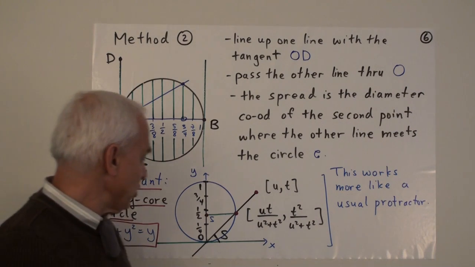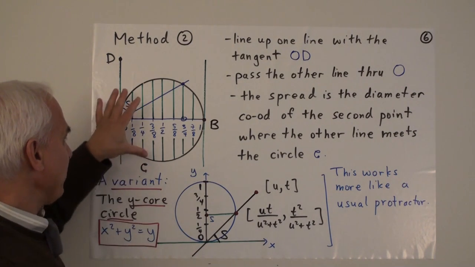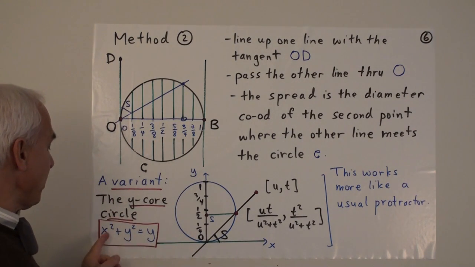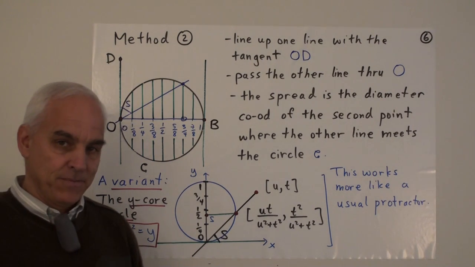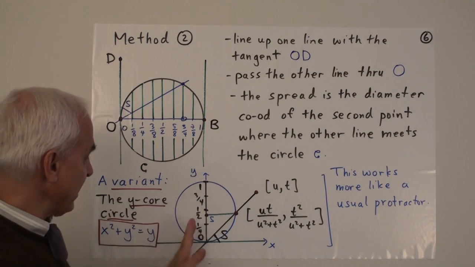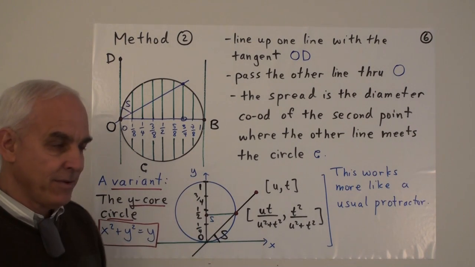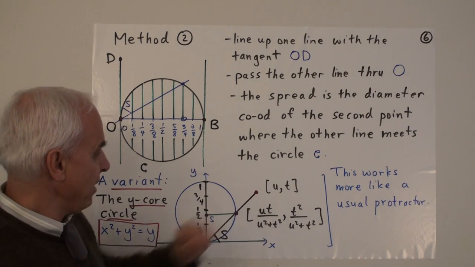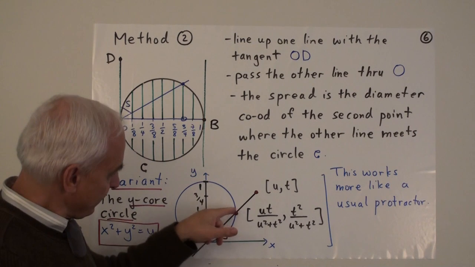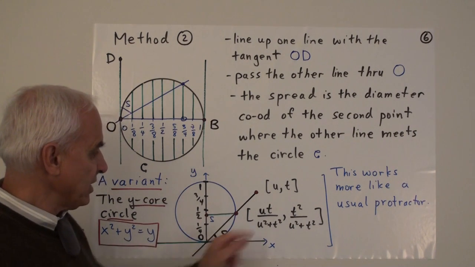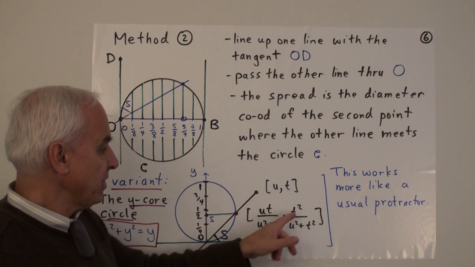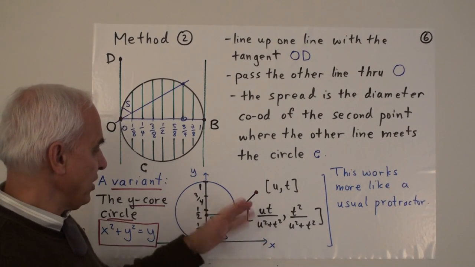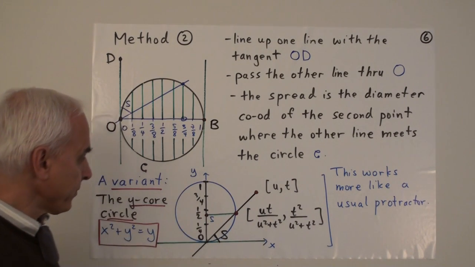Now there's a variant on this story which I might mention. We've been talking about this core circle which extends in the x direction. One could also consider the y core circle, say with the equation x squared plus y squared equals y, which is similarly positioned above the x-axis in the y direction from 0 to 1. And then one could use the same kind of idea. You can check that if you have a line through (u, t), then its intersection with this y core circle is the point (ut over u squared plus t squared, t squared over u squared plus t squared). Same kind of thing as we've been talking about, basically just interchanging x and y coordinates.